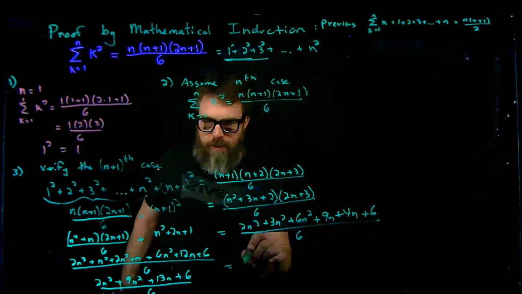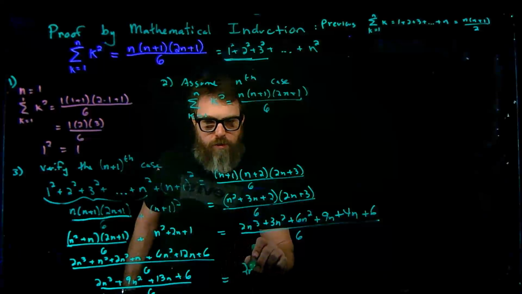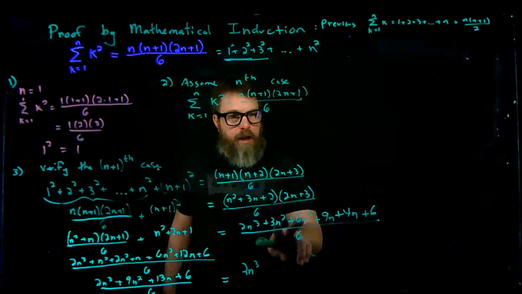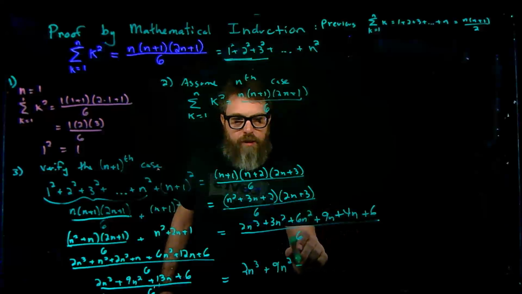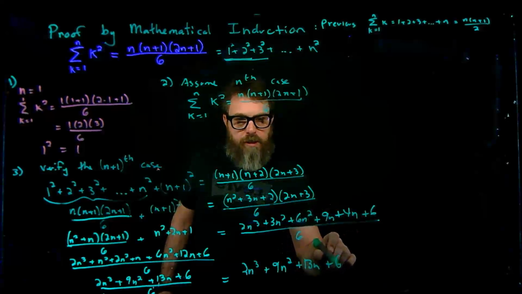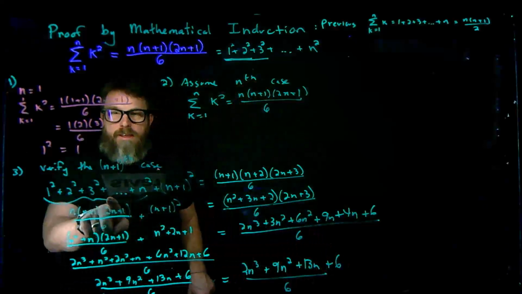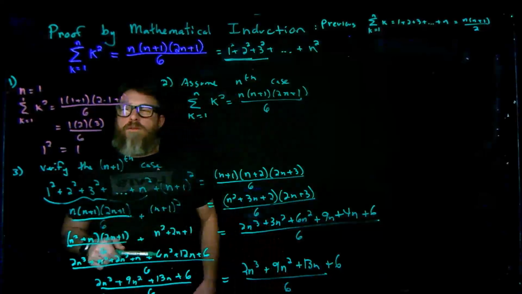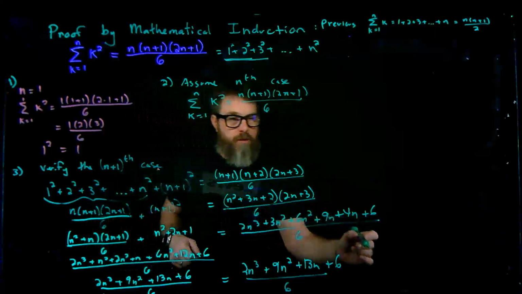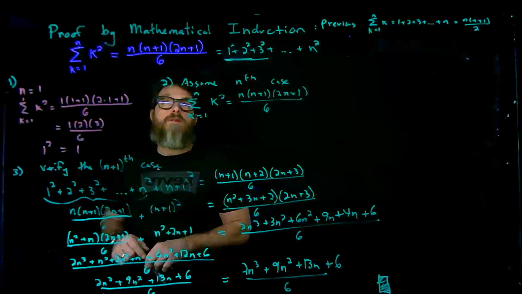And what we can see is, I'll just drop it down so they're even, this is going to be equal to 2n cubed. 6n squared plus 3n squared is 9n squared. 9n plus 4n is 13n plus 6 all over 6. And what I just verified is that this indeed works for this formula, which is just this formula for the n plus 1. So the n plus 1 case has been verified, which shows us that this equation right here is true.